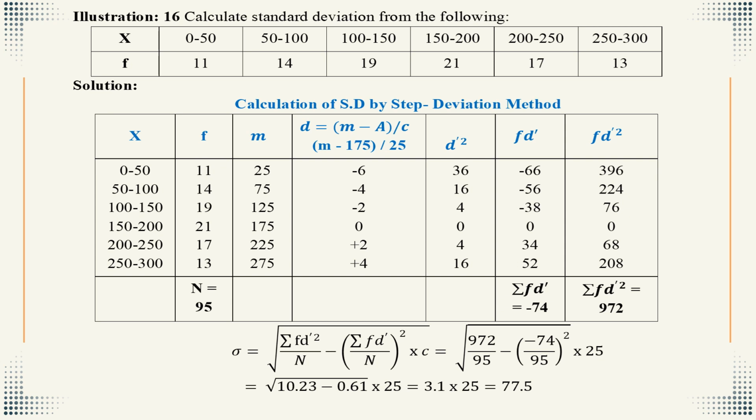Then the f value in column 2 should be multiplied with d dash, which is in the fourth column. That means 11 into minus 6, minus 66; 14 into minus 4, minus 56; 19 into minus 2, minus 38; 21 into 0, 0; 17 into 2, 34; 13 into 4, 52. Once again, I will repeat that fd is the second column and fourth column only.